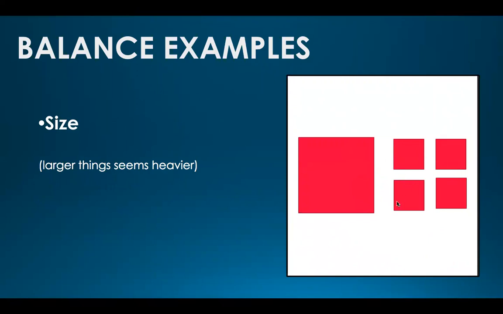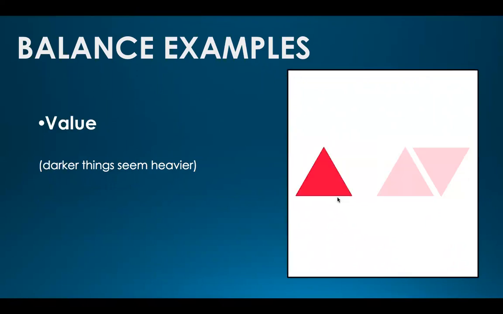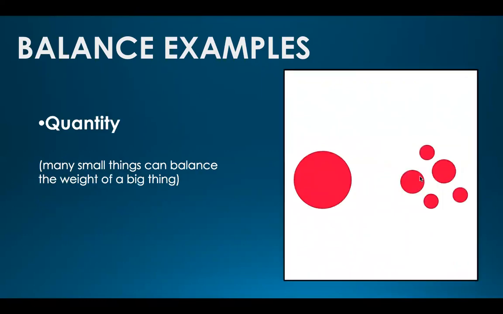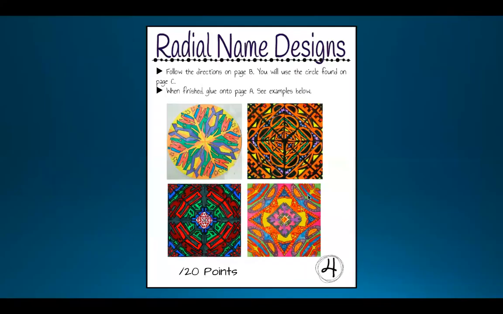If you were to combine these, they would be relatively the same, right? But the larger one just seems heavier. Also value. Darker objects often tend to seem heavier as well. The lighter value ones, even though there's 2, still seem lighter. Quantity, even though there's more circles right here, they are smaller. The larger one still seems heavier and has more weight.